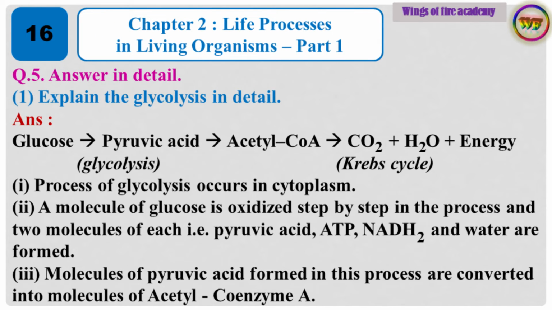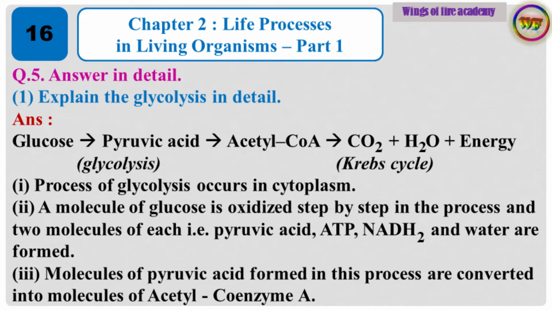Question 5. Answer in detail. Sub-question 1. Explain the glycolysis in detail. Answer. 1. The process of glycolysis occurs in the cytoplasm. 2. A molecule of glucose is oxidized step by step in the process and two molecules of each, that is, pyruvic acid, ATP, NADH2 and water, are formed.